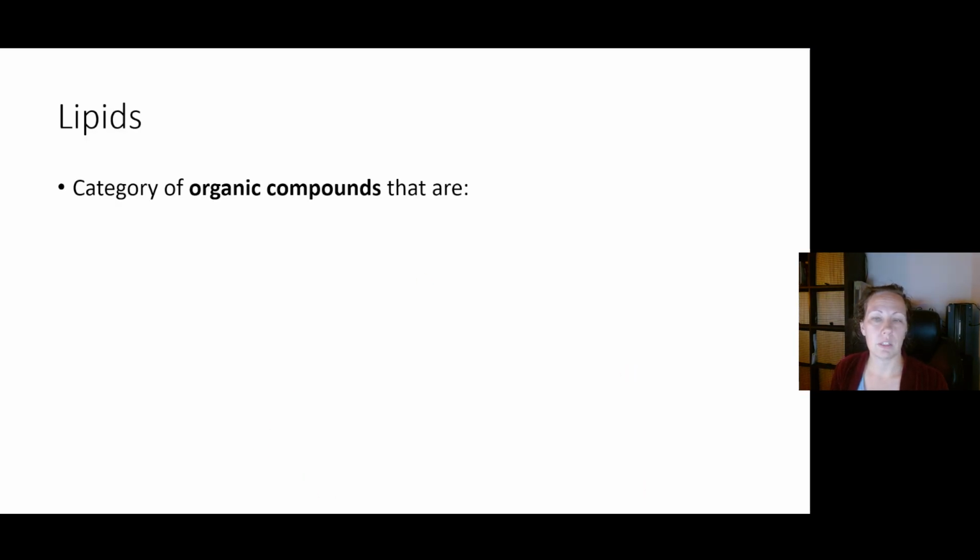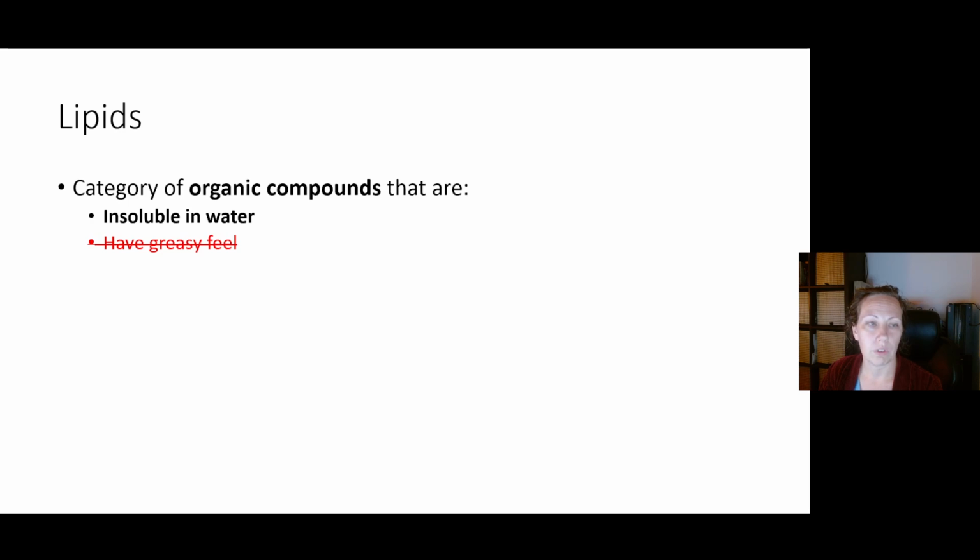So lipids define their category of organic compounds. Organic means that it's carbon-containing compounds that are insoluble in water. So they do not mix in water. The book says that they have a greasy feel. I am crossing that out because not all lipids have a greasy feel. Only some of the lipids do.